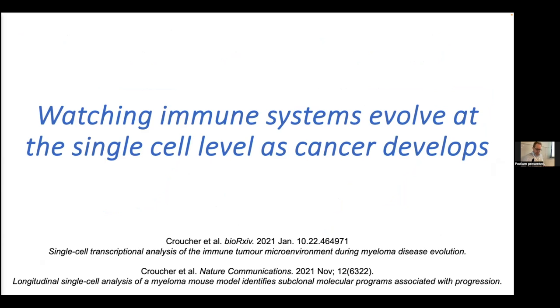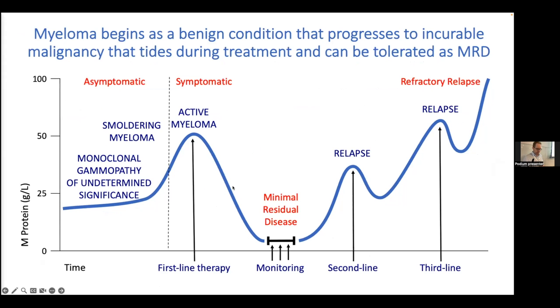So I'm going to talk about the myeloma mouse model first, really starting to watch specifically immune cells evolve at the single cell level as cancer develops over time. And there are two papers here that you can read if you want to get into the details.